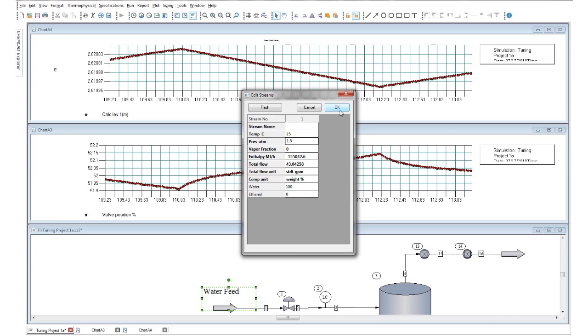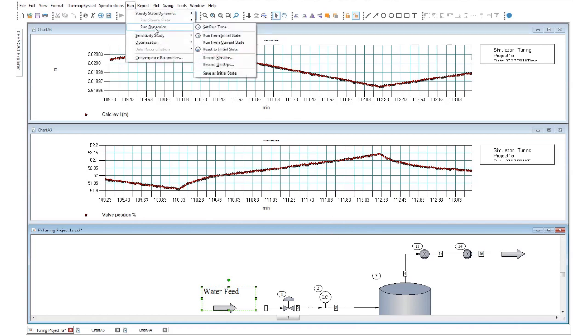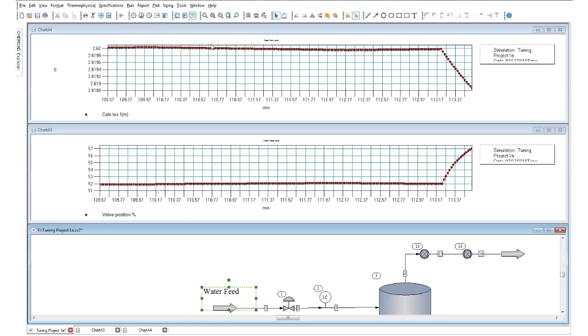Now, if you recall with a control valve, the flow through the valve is proportional to the square root of the pressure difference in the valve. So if we have a decrease in upstream pressure, we'll find that our flow will change. So if we have a well-tuned valve, it should be able to control that to the level of 2.62 meters. So I'm going to go to the run menu and run from current state.